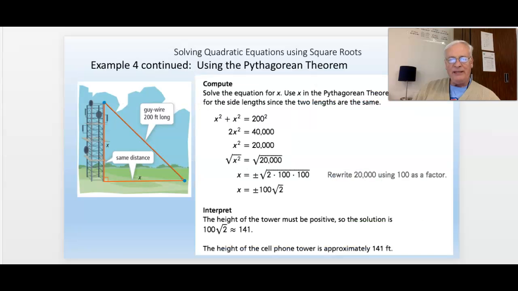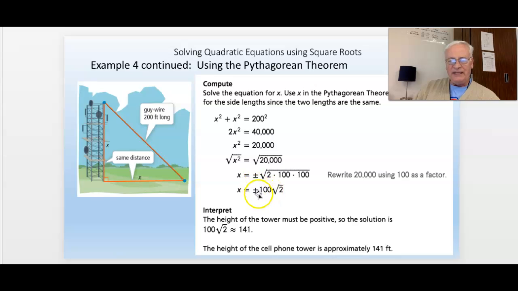We want to find out what x is. Add those together, you get 2x squared. 200 squared is 40,000. Divided by 2, that's 20,000. Then you can take the square root of both sides. Again, plus or minus. As soon as you take the square root of both sides, put plus or minus on the side without the variable. 100 times 100, so I can take 100 out.